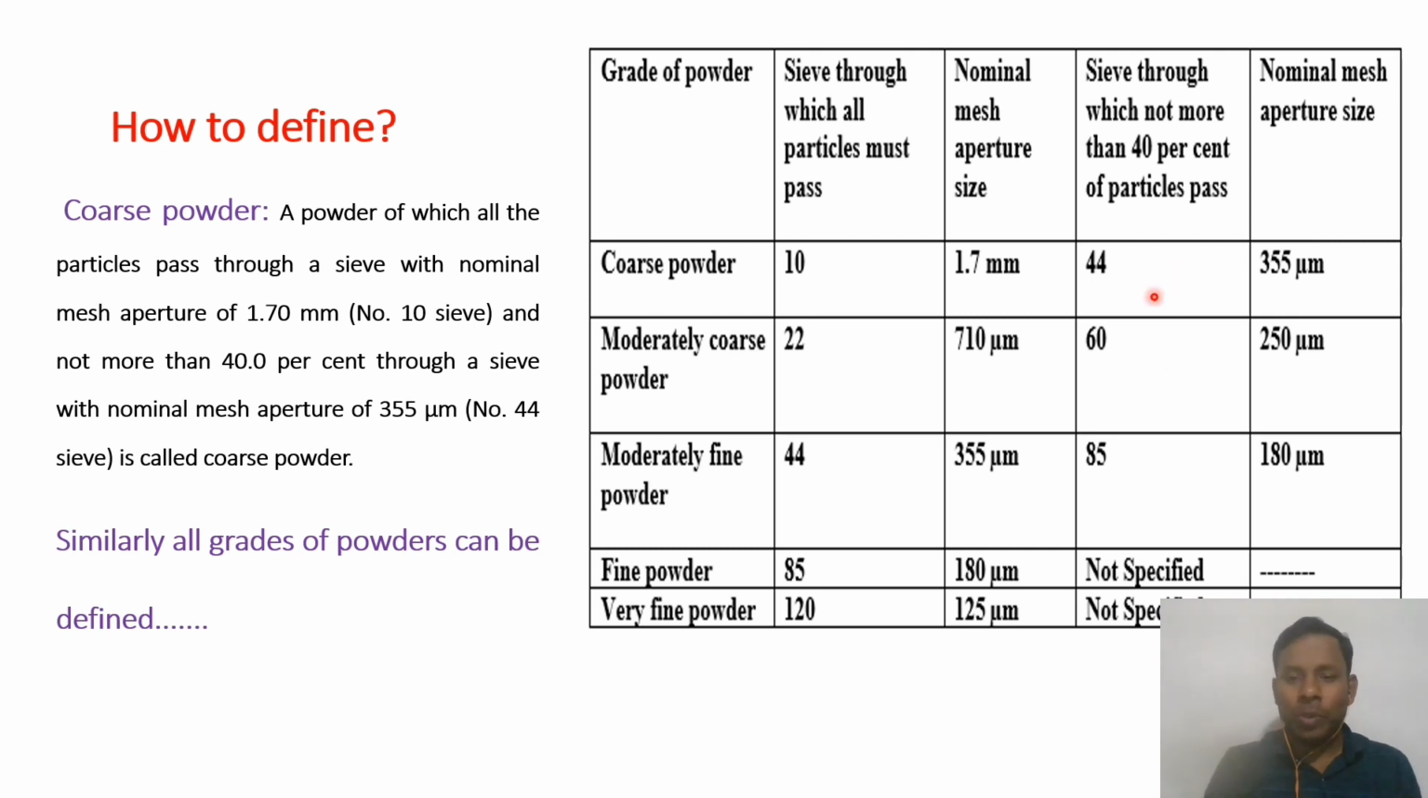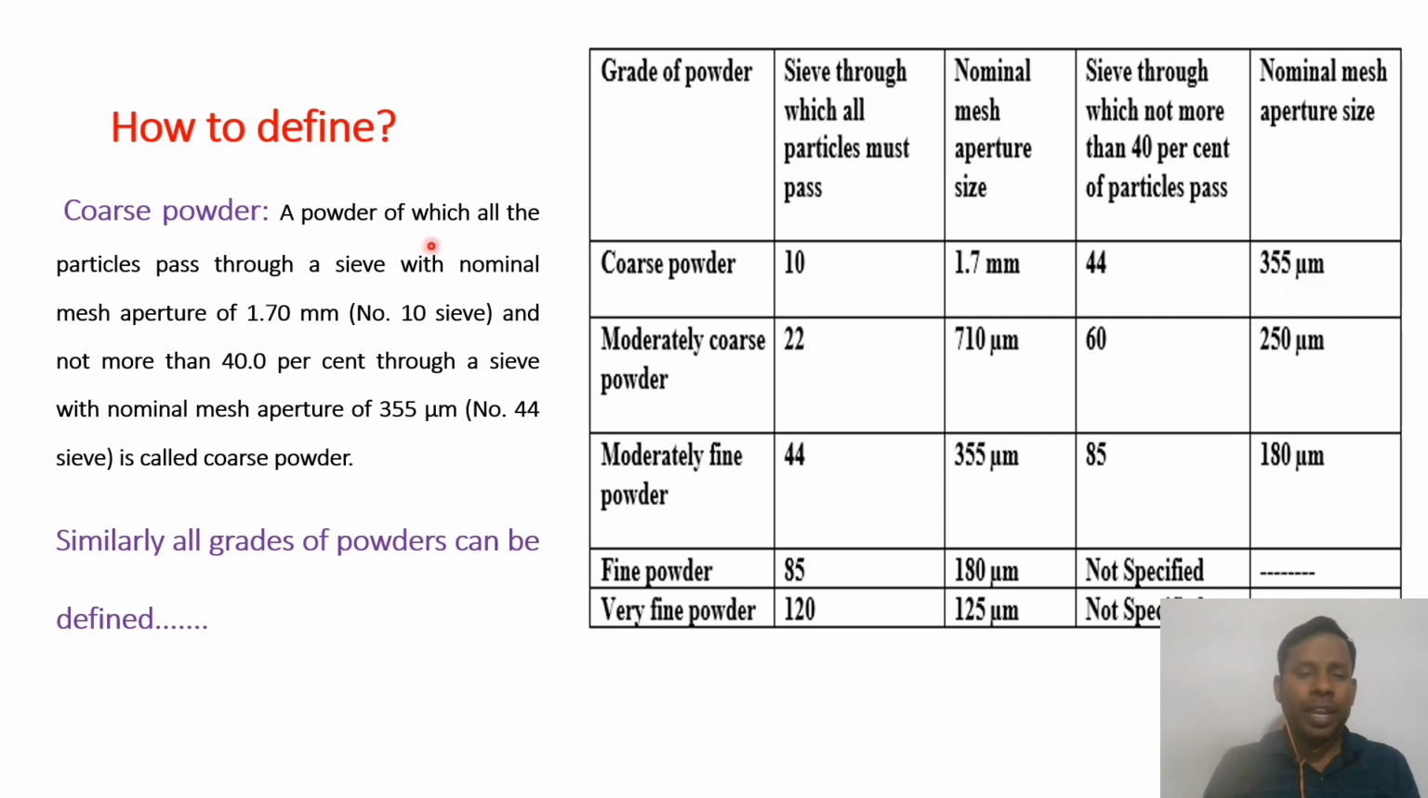I will explain with one example. Suppose this is coarse powder. A powder will be called coarse powder if all the particles of that powder pass through sieve number 10, whose nominal mesh aperture size is 1.7 millimeter, and not more than 40% of particles pass through sieve number 44, whose nominal mesh aperture size is 355 micrometer. That powder will be called coarse powder.